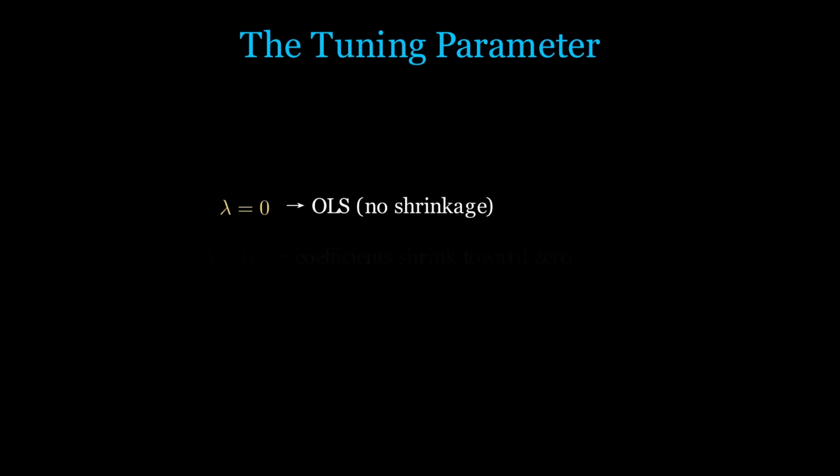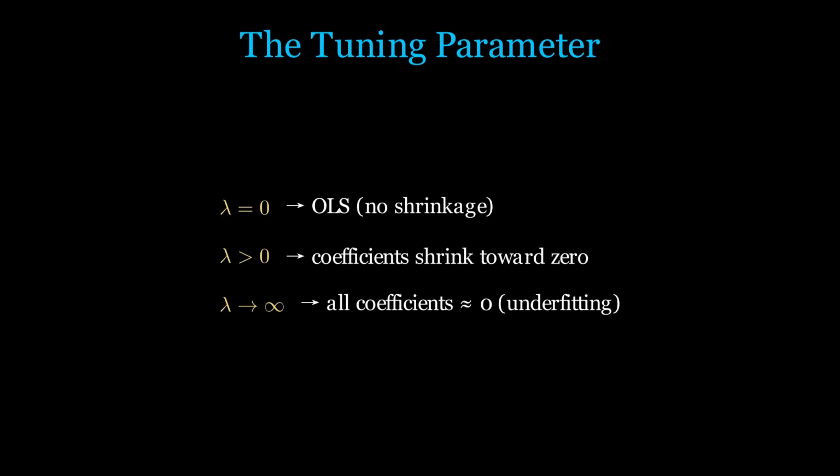To summarize, when lambda is 0, we get standard OLS. When lambda is positive, the predictor coefficients are shrunk toward 0. And as lambda grows to infinity, all predictor coefficients approach 0. The key challenge is selecting the right value of lambda to balance bias and variance.